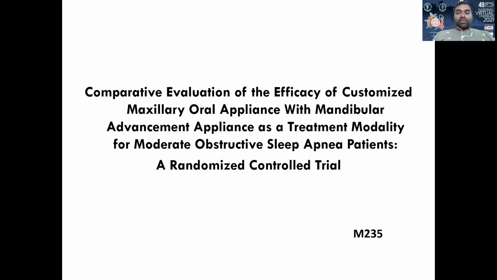Hello everyone. Today I am going to present an original study on comparative evaluation of efficacy of customized maxillary oral appliance with mandibular advancement appliance as a treatment modality of moderate obstructive sleep apnea patient, a randomized controlled trial.